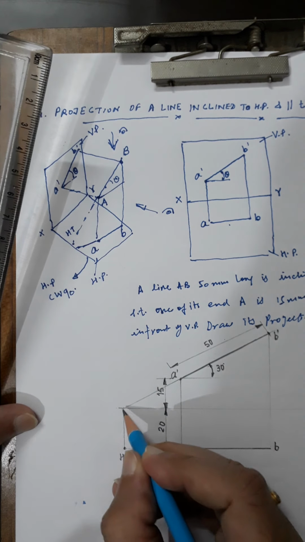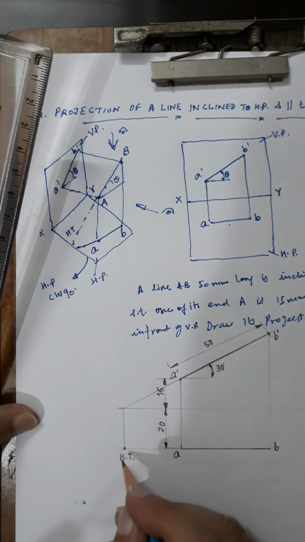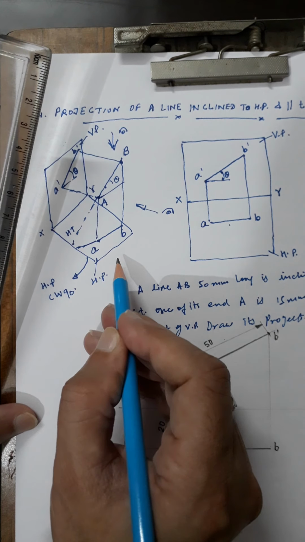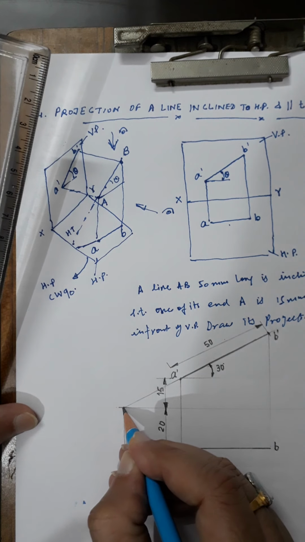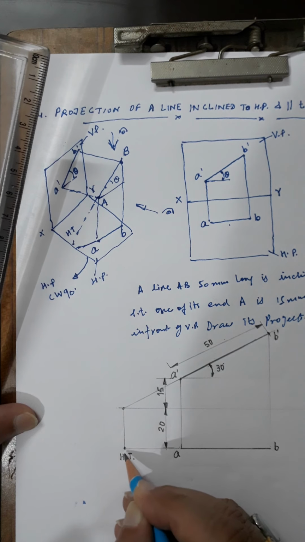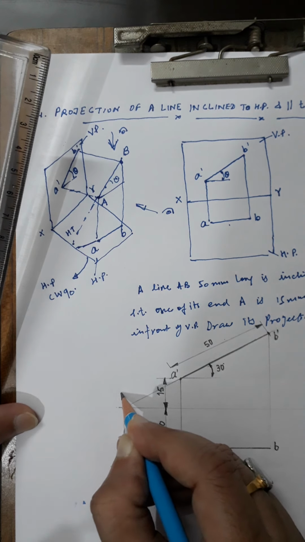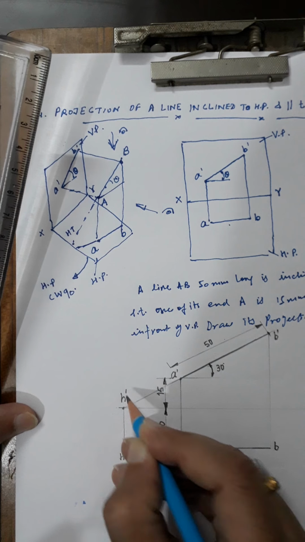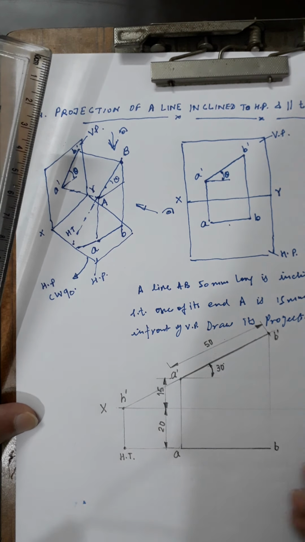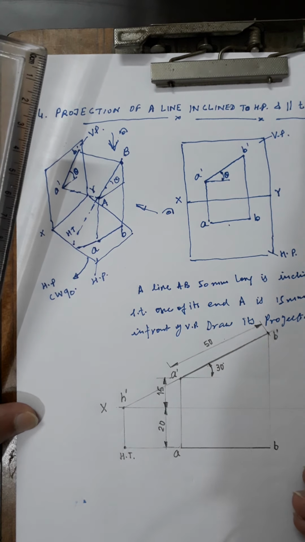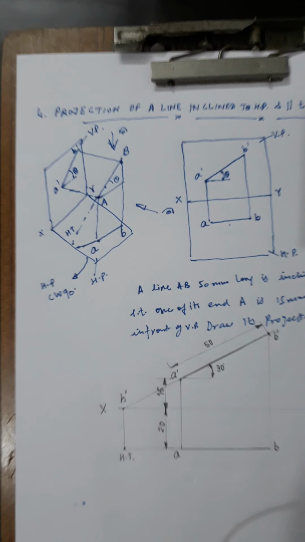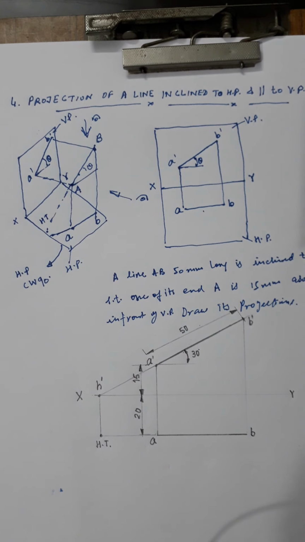Its front view, because you are seeing from this side, will be projected over the XY line because it is on HP, so its front view will be on XY. So this is denoted as S dash, and this is X, and this is Y. So this is how you have to project the horizontal trace. I hope you understood. Thank you.